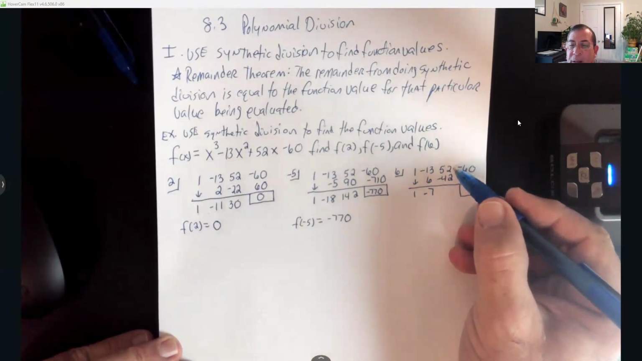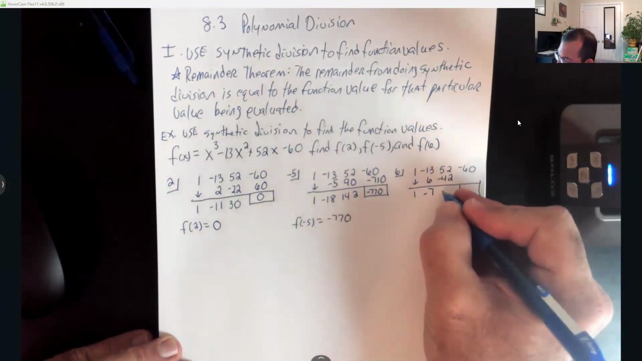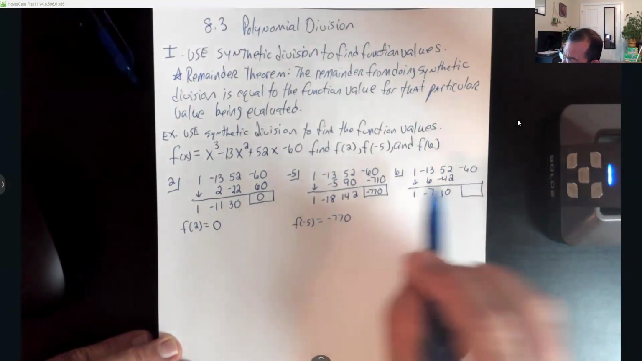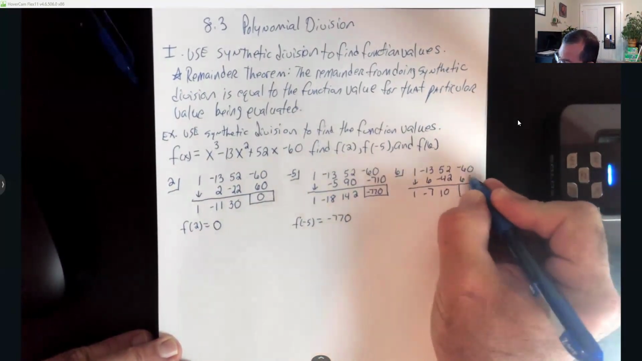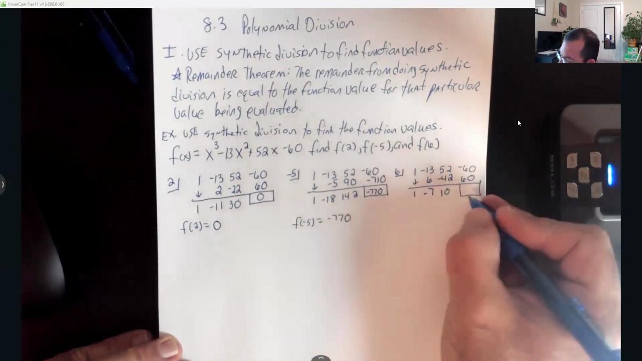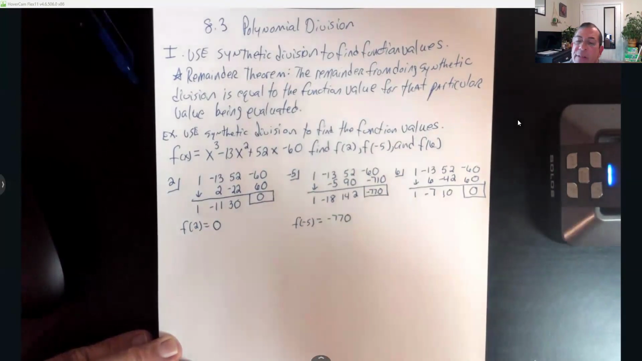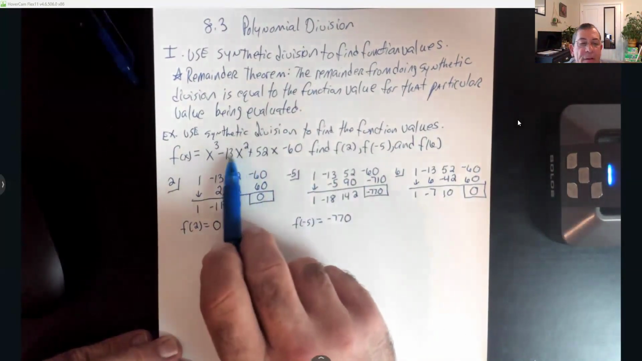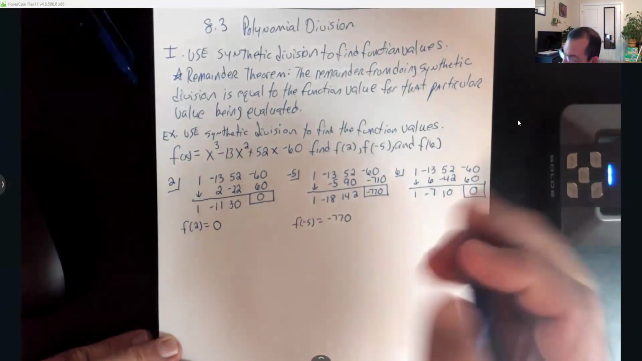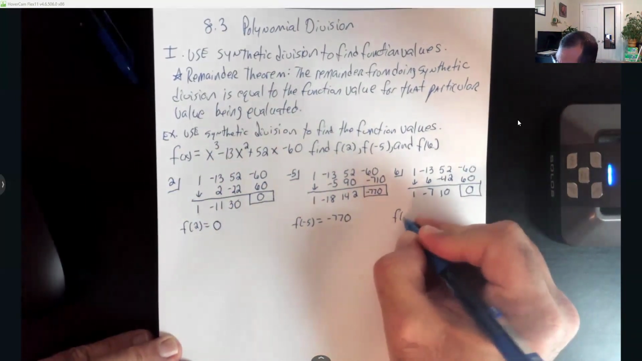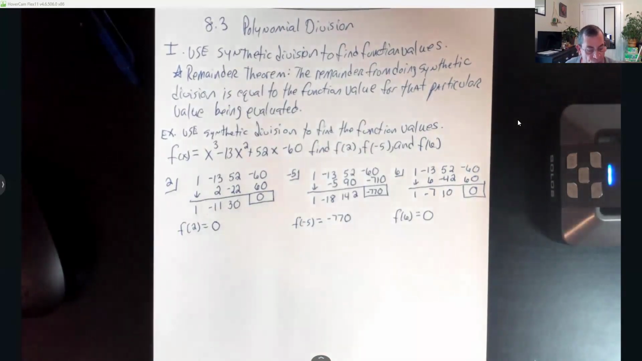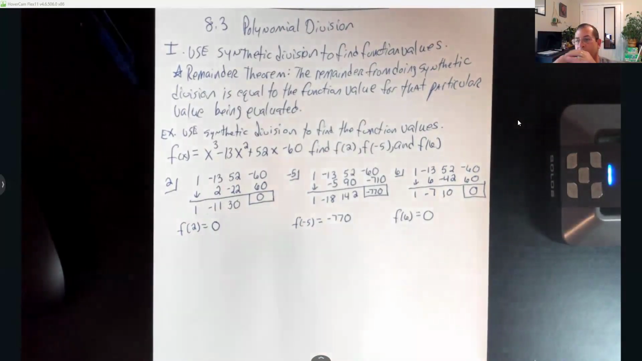All right, y'all, 52 and negative 42 give me 10. And then 10 times 6 is 60. And y'all look at that, negative 60 and 60 gives me 0. So that means if I put a 6 into this, it would equal 0. So we have f of 6 equal to 0.